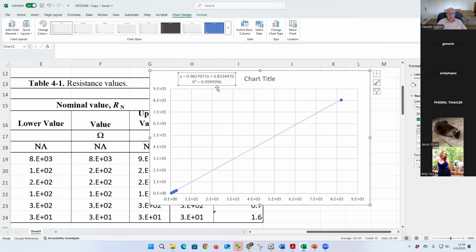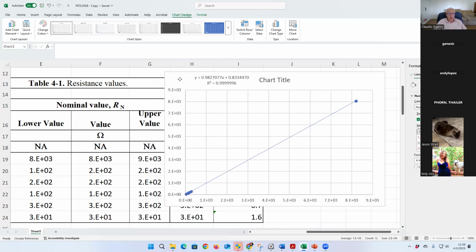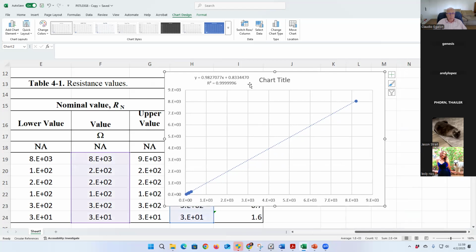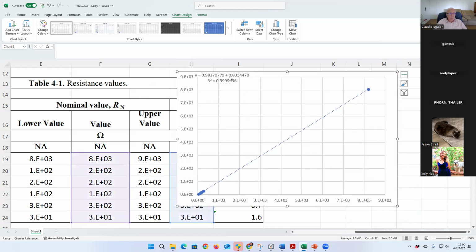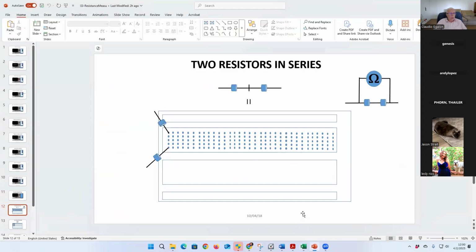So that's my first graph that you have to plot. The resistors are just single resistors. They are not in series nor in parallel. Resistors in series and parallel is what you're going to do in the next 2 graphs. Okay, so here we go.